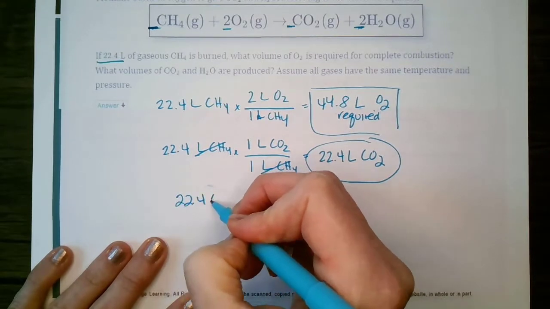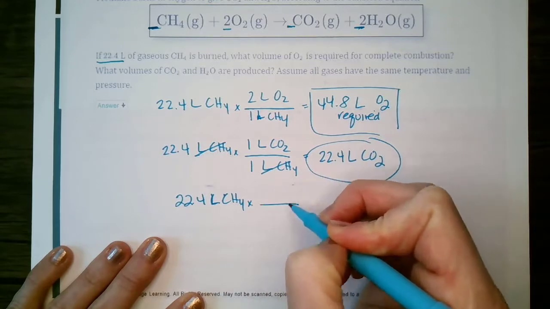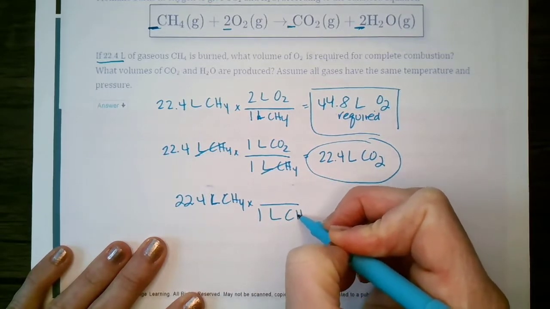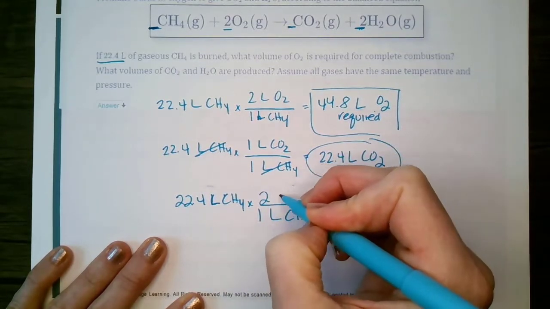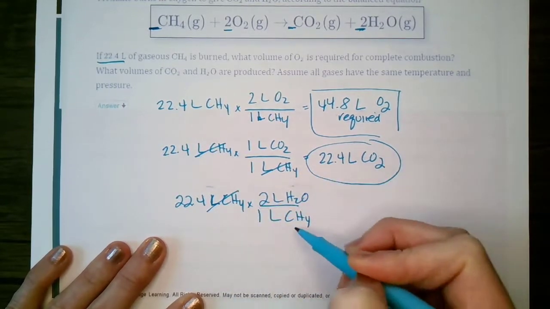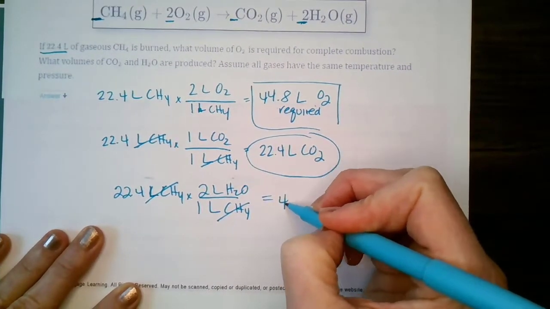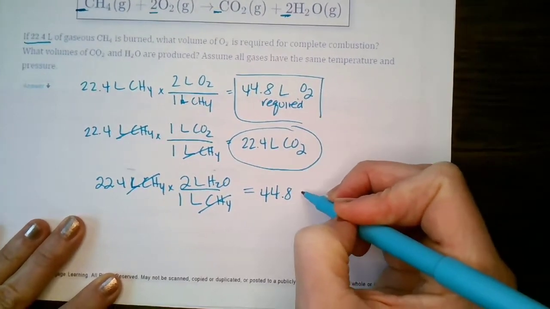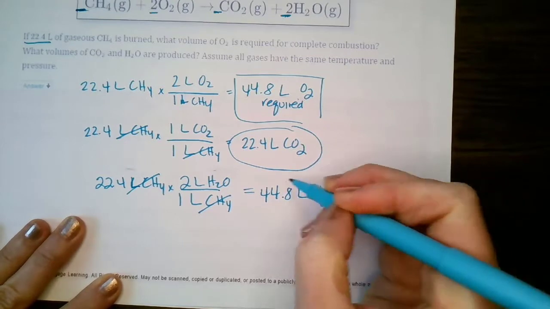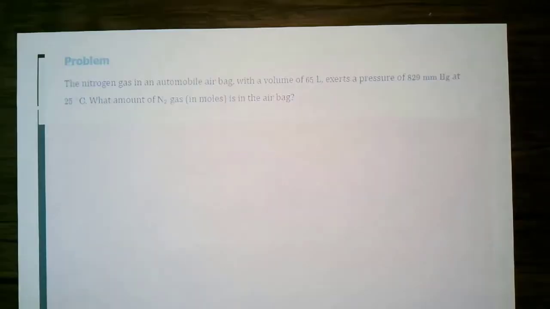And then we'll do the same thing, but with the 1:2 ratio for water, so 22.4 liters of CH4. 1 liter of CH4 for every 2 liters of H2O produced. Again, those will cancel, so 22.4 times 2 divided by 1 would produce 44.8 liters of water.